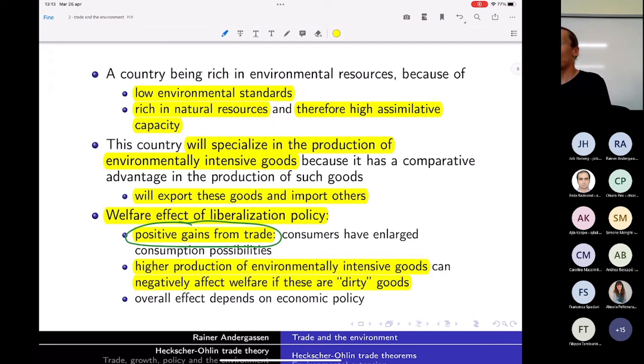If you are a country that specializes in the production of, for instance, dirty goods, then you have more pollution, and this pollution negatively affects your welfare. So on the one side you have a positive effect, and on the other side a negative effect. What we are going to see is that the overall effect will depend on economic policy, so what kind of policy is in place, and I'm going to discuss this.